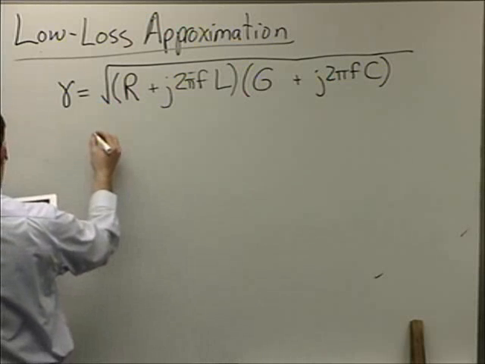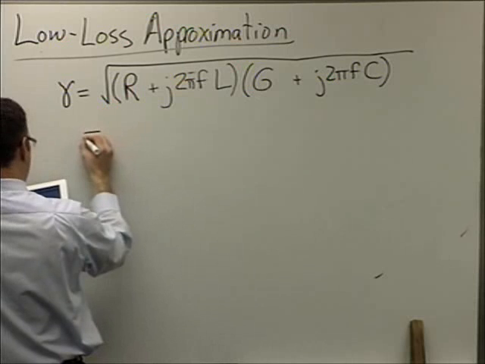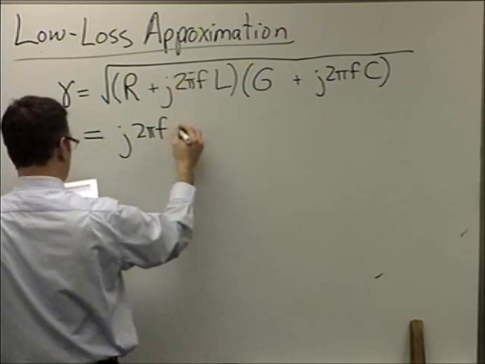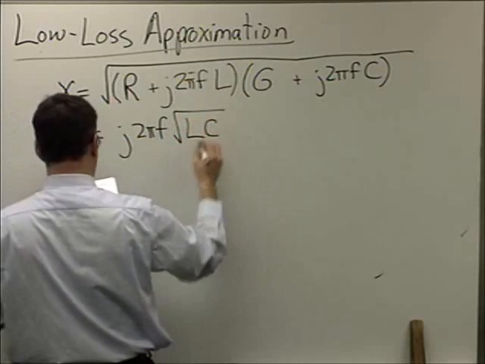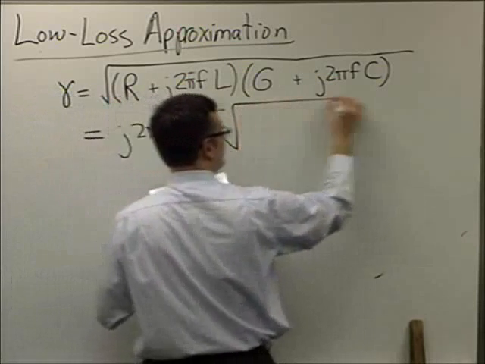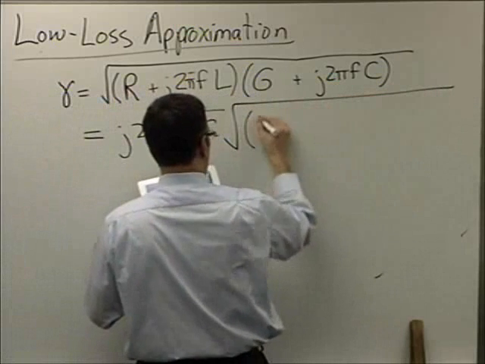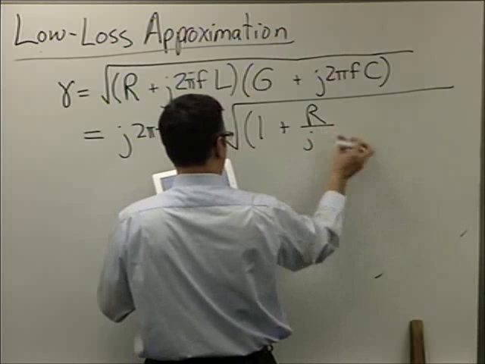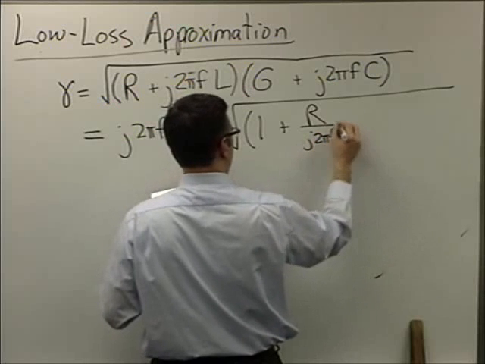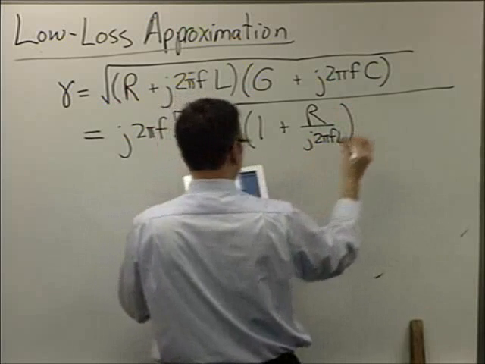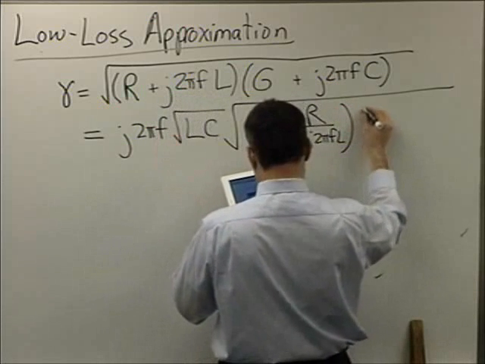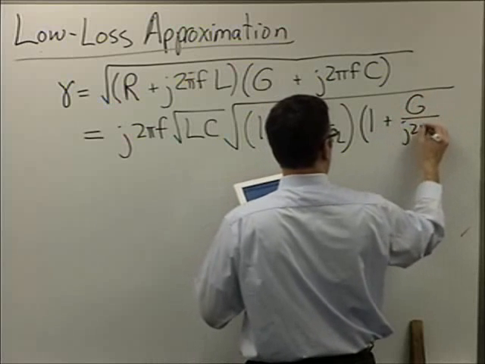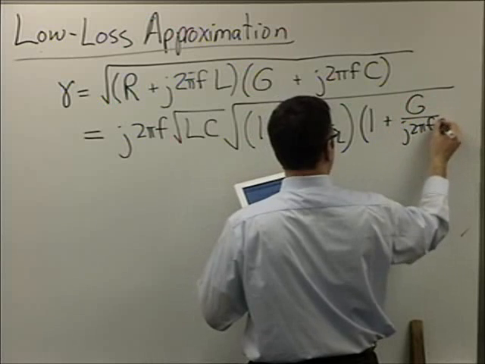And so what I'm going to do here is factor out a j2πf square root of LC, which leaves under the square root 1 plus R over j2πfL times 1 plus G over j2πfC.